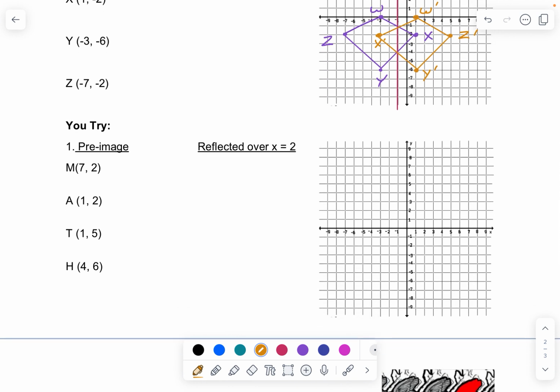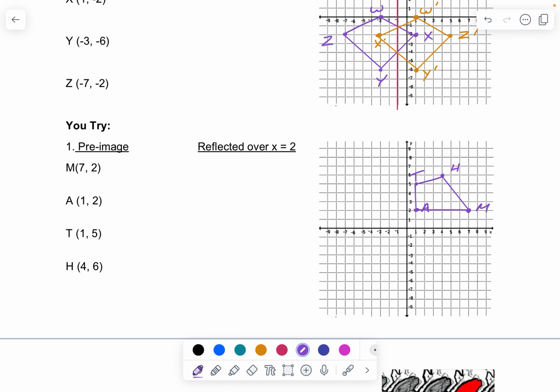All right, this one now, this is different. We're going to graph MATH. 7, 2, that's my M. A is 1, 2. T is 1, 5. And H is 4, 6. All right, so there's our MATH.